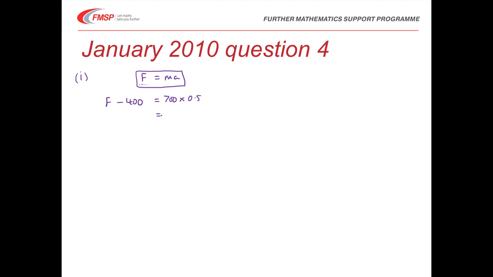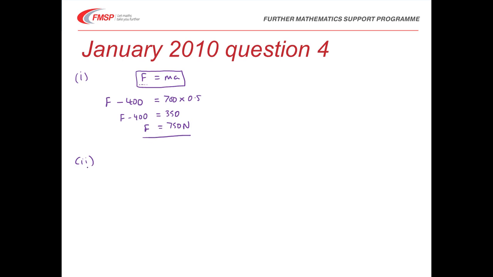So that looks quite simple to solve. Half of 700 is 350, and that's F minus 400. So if I add 400 to both sides, my driving force is 750 newtons. That's that nailed.